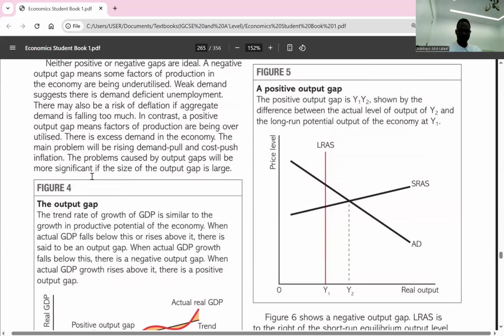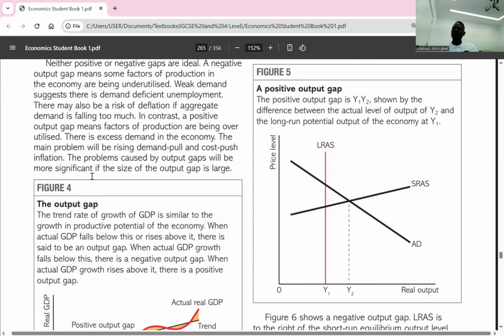Okay. So we're going to a positive output gap, like I told you earlier. We have output gap, which can be either positive or negative. We call it a positive output gap because the economy is operating above the trend level, or the trend level real GDP. And we call it a negative output gap because your economy is operating below the trend level. I think that point is clear.